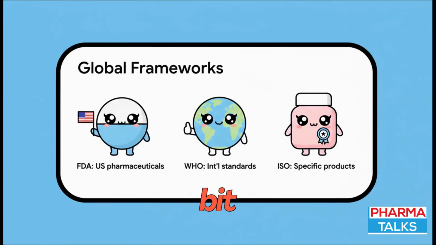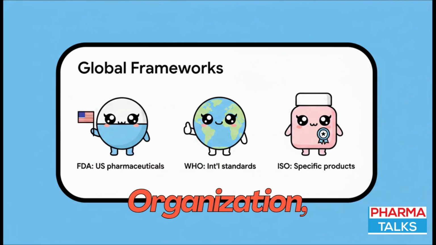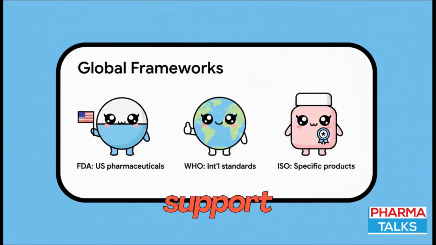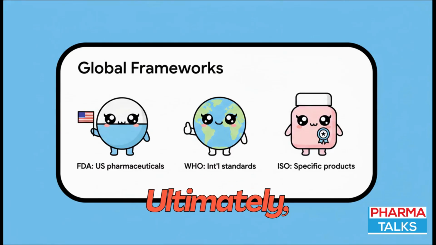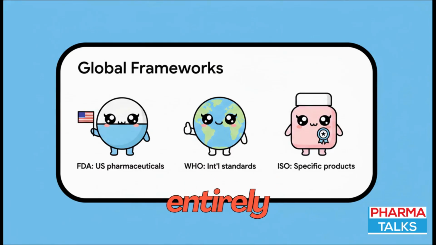To break that down a bit further across global frameworks, you've got the FDA setting the minimum CGMP requirements specifically for human pharmaceutical products over in the US. Then the World Health Organization, or WHO, they support international guidance, which is often heavily relied upon in developing markets. And then you have ISO frameworks. Take ISO 22716, for example, which gives specific GMP guidance for categories like cosmetics. Ultimately, the standard you train to depends entirely on what you're making and where you're selling it.